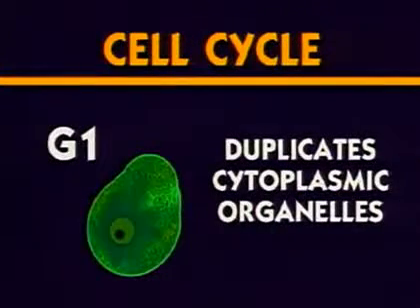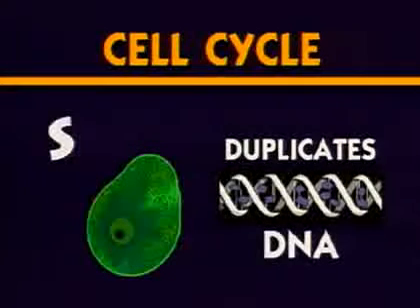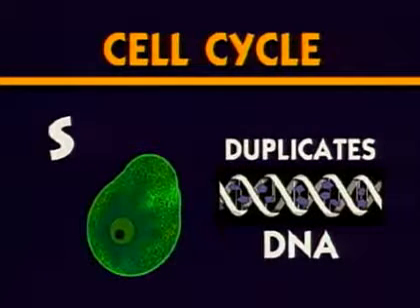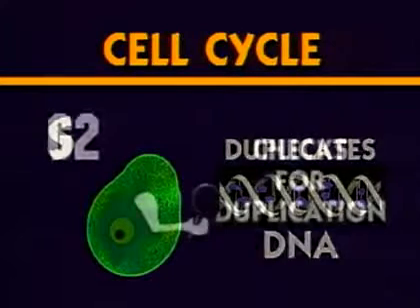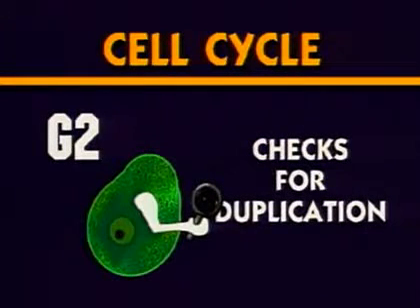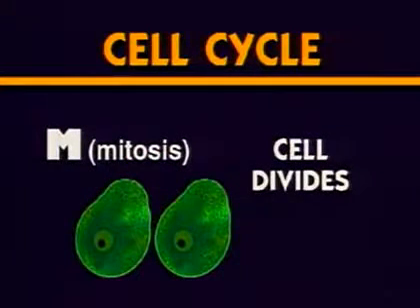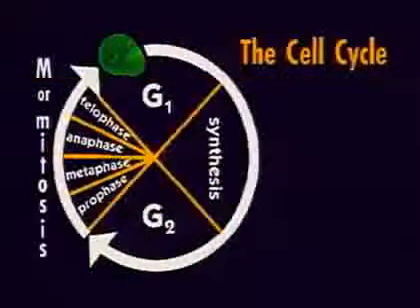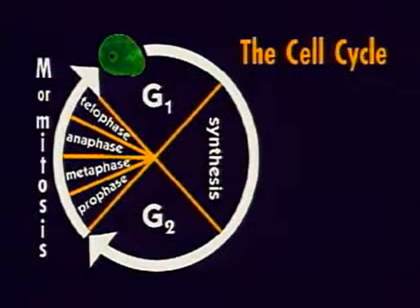1. The cell duplicates its cytoplasmic organelles, called the G1 phase. 2. The cell duplicates its DNA, called the S phase. 3. The cell checks to make sure everything is duplicated, called the G2 phase. And 4. The cell divides, called the M phase or mitosis. This is known as the cell cycle, and it's a carefully controlled process.